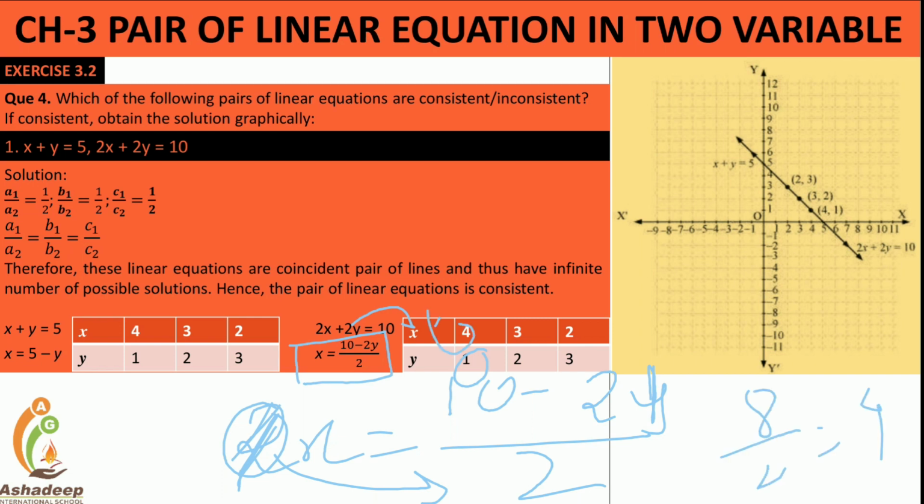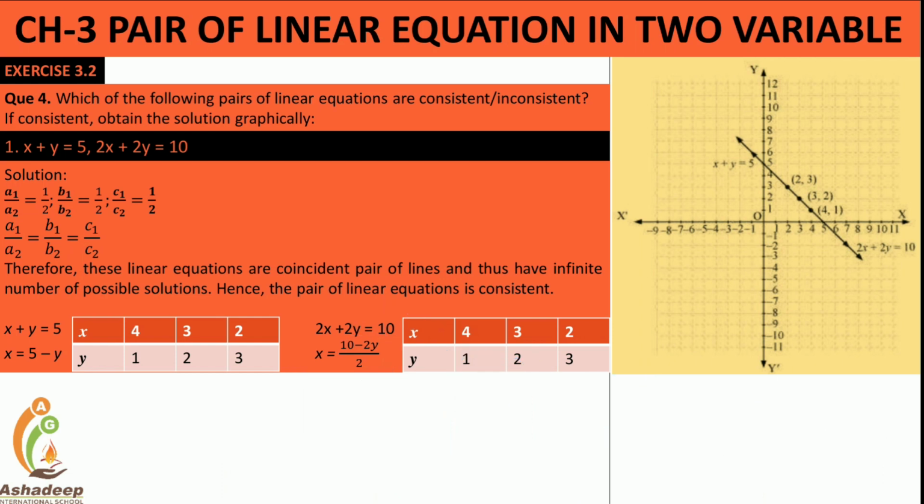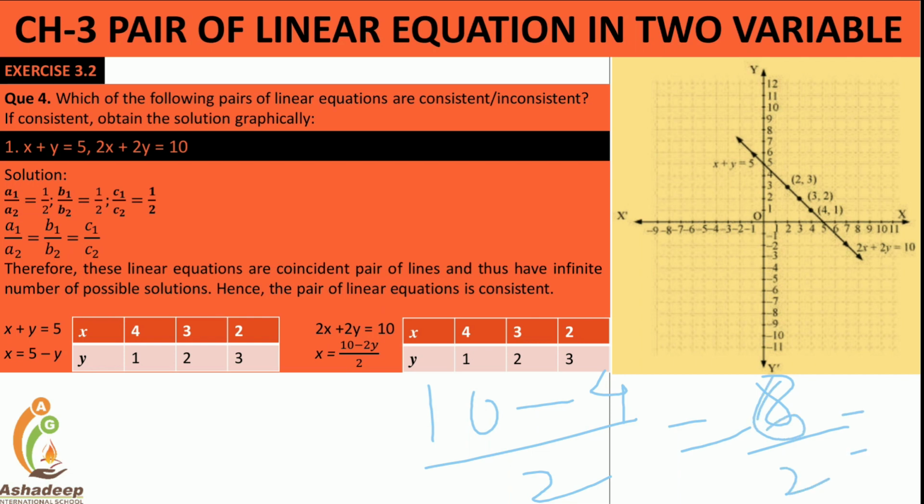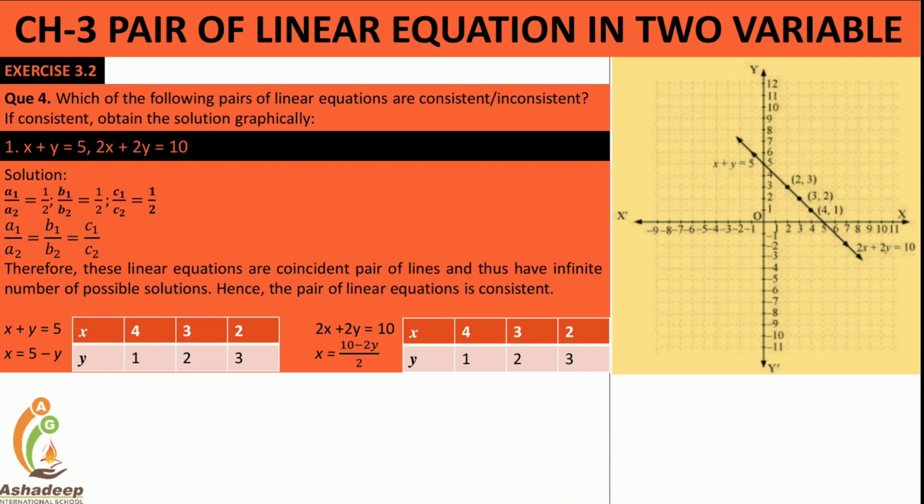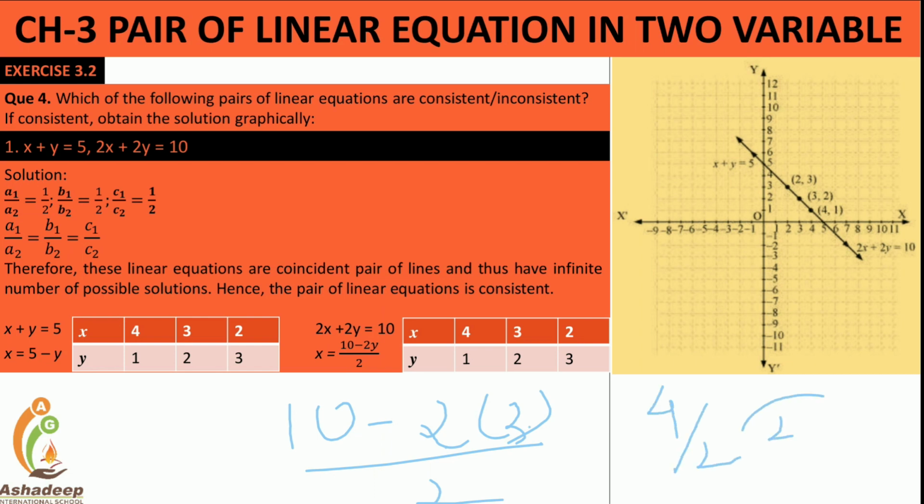Now in the same manner, put the value 2. Here we multiply by 2, so 2 twos are 4. 10 minus 4 is 6, and 6 divided by 2 is 3. So the answer is 3. Now put 3: 10 minus 2 into 3, divided by 2. 3 twos are 6, so 10 minus 6 is 4, and 4 divided by 2 is equal to 2.